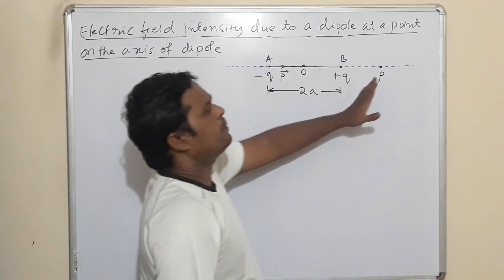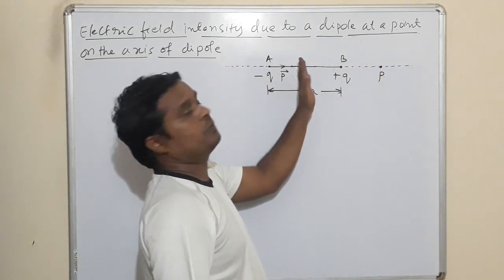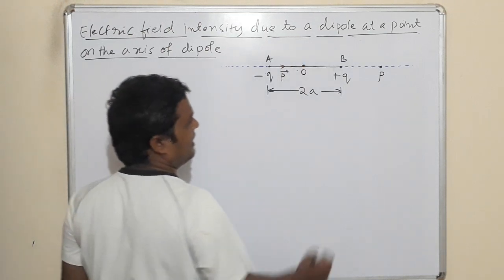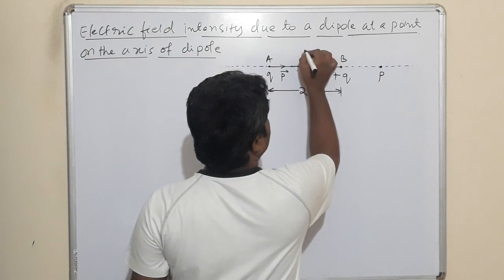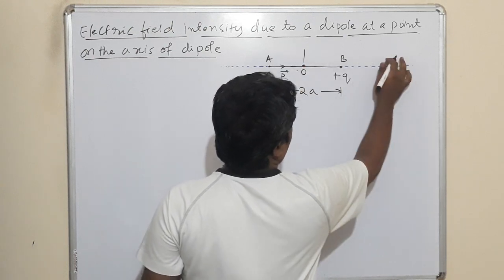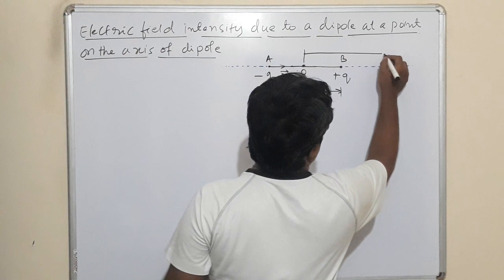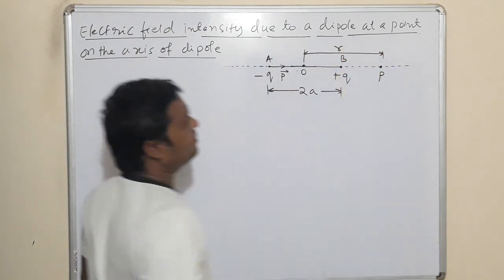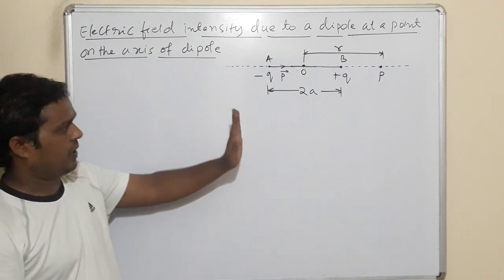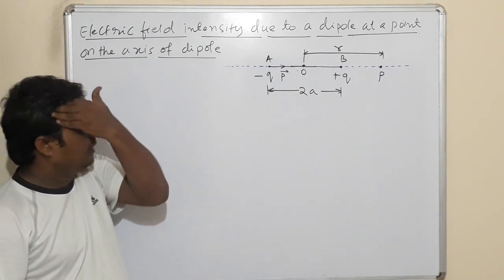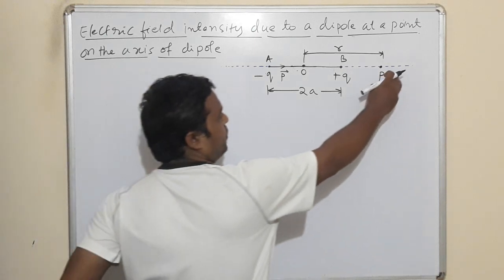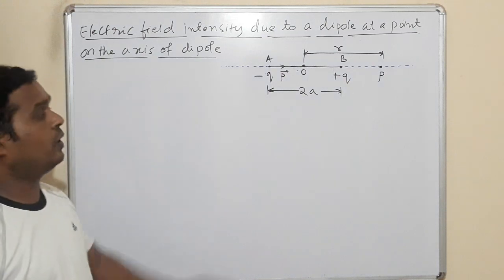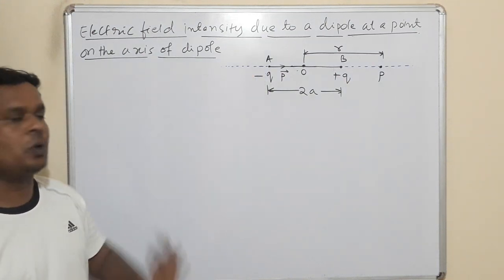The distance of this point P, generally we will measure from the dipole center, or midpoint of the dipole. Let us say the distance between this point and the midpoint of the dipole, I will take it as R. See, make clear about every distance from where we are taking. This is the distance of this point on the axial line from the midpoint of the dipole. OP is equal to R.